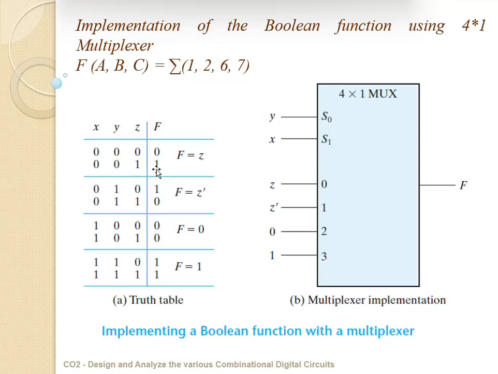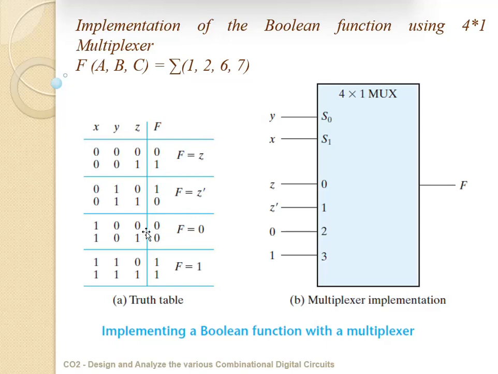For the first group, F follows Z. So F is equal to Z, which means I0 is equal to Z. Next, when Z is equal to 0, F is equal to 1, and if Z is equal to 1, F is equal to 0. So the function is the complement of the input value Z. So F is equal to Z dash, or I1 is equal to Z dash.